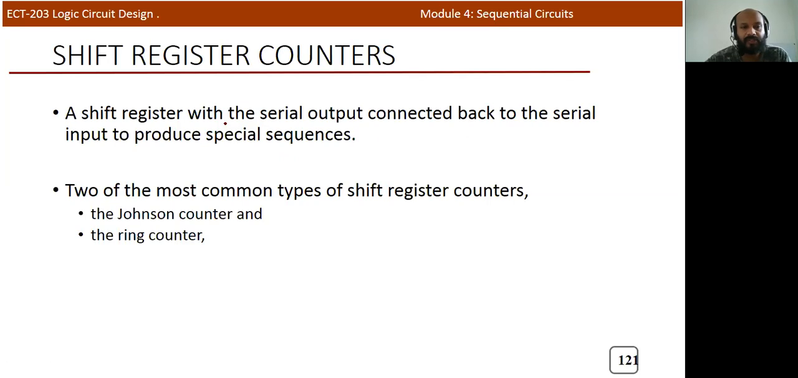A shift register means it can store data, and you can also use that register for the movement of data. If the output of this shift register is fed back to the input side, it will produce a special sequence. This idea is used in shift register counters. The most commonly used shift register counters are the Johnson counter and the ring counter. The basic version is the ring counter, and if you slightly modify it, you get the Johnson counter.